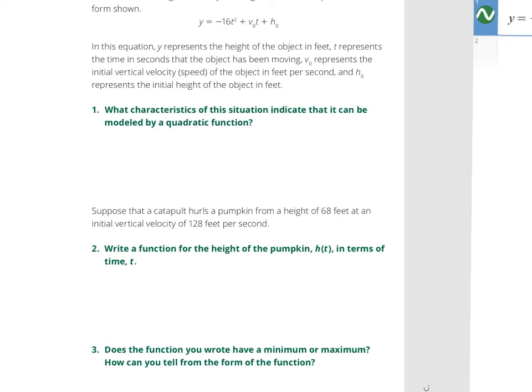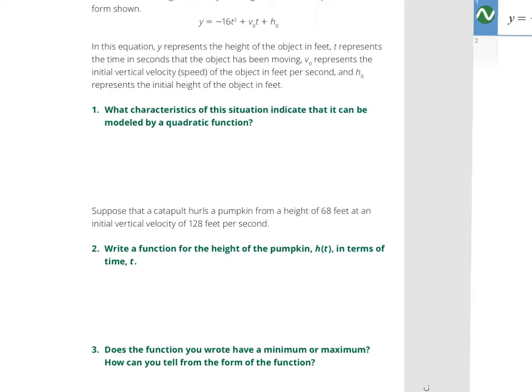All right, I'm skipping down to number 2. Write a function for the height of the pumpkin in terms of t. Now, right above it, it says, suppose that the catapult hurls the pumpkin from a height of 68 feet. So the height is 68 feet. And the vertical velocity is 128 feet per second. So those two numbers are the only two numbers I need to plug in.